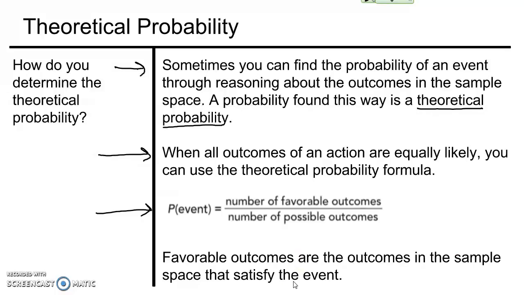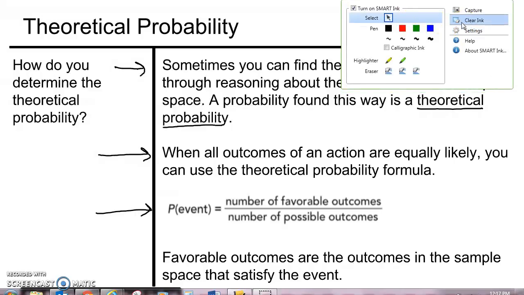So like if I said rolling an even number, okay, we would think about how many sides on a number cube are even. That would be 2, 4, or 6. So that would be 3 of the sides. Okay, so that's what favorable outcomes means. Hit pause if you haven't finished copying this down. When you're ready to move on, hit play.